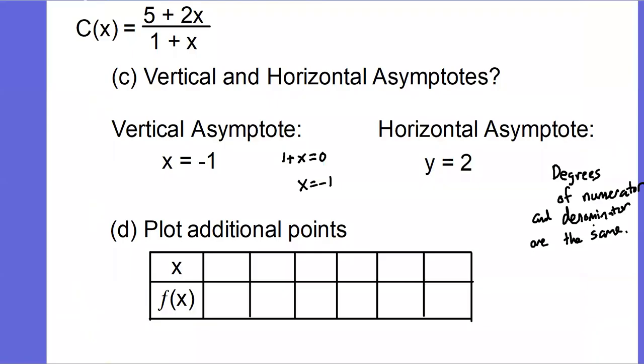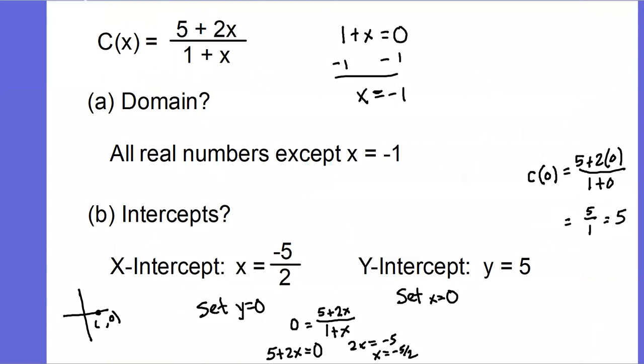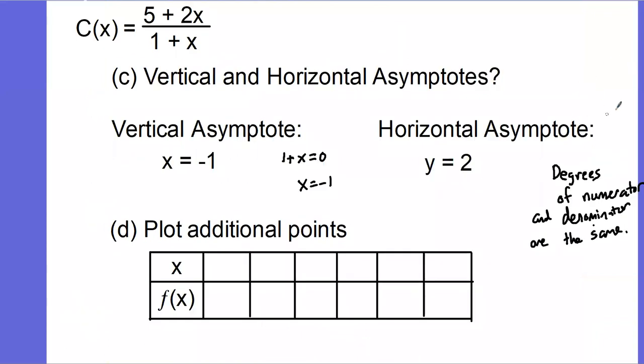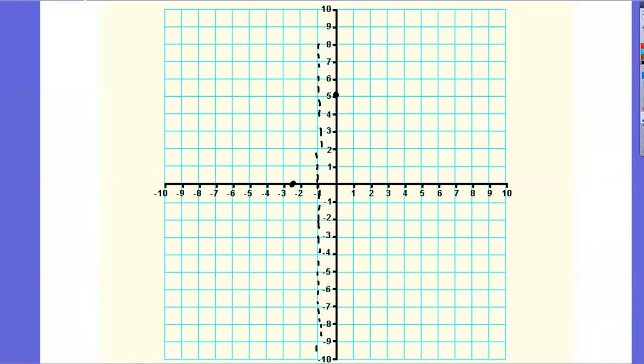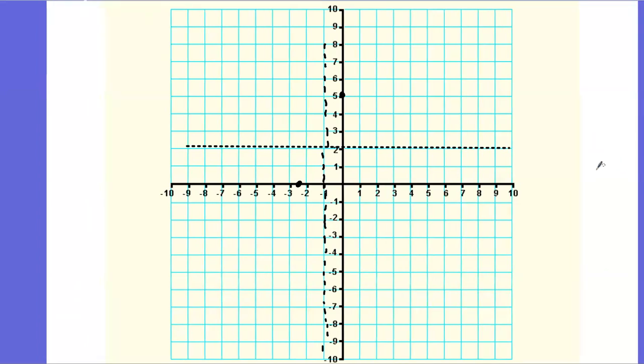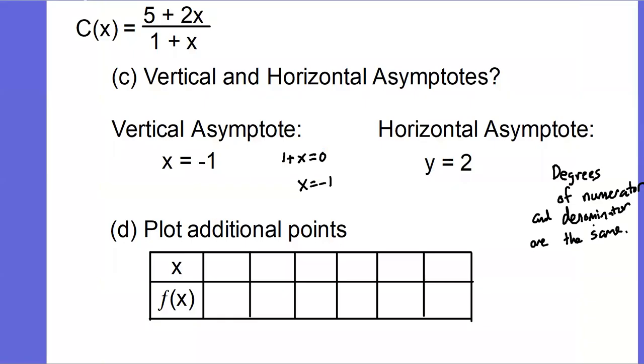All right. So I dealt with this page. So now I got to deal with my horizontal asymptote at y equals 2. So let's get a nice dotted line in here at y equals 2. So there's my horizontal asymptote at y equals 2. Okay. Now, the last step here is to basically plot these additional points.